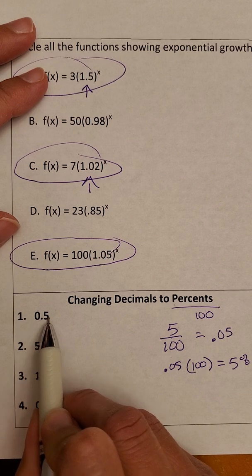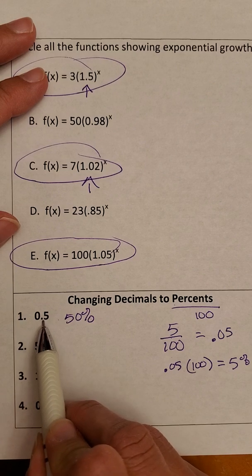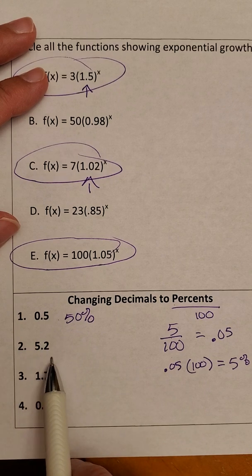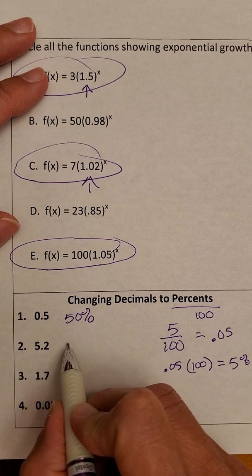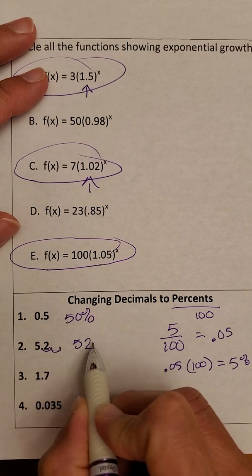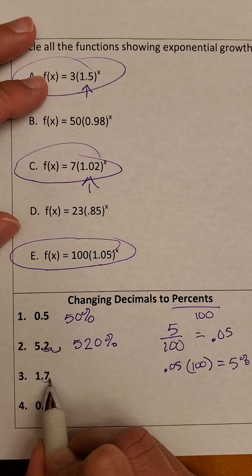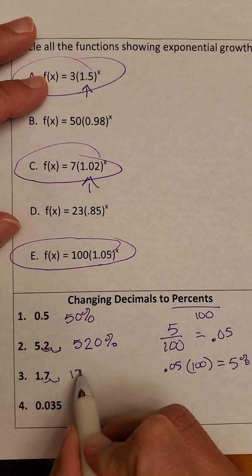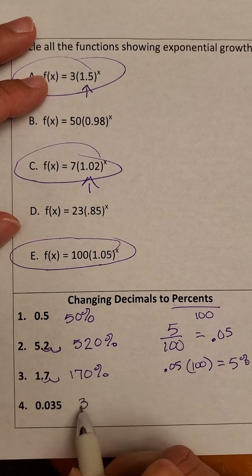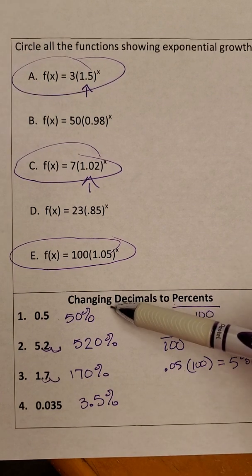So if we want to change these to percents, we're going to multiply by 100. That would be 50%, because 0.5 times 100, if I move it over once, that's multiplying by 10. If I move it over again, that's multiplying by 100. Let's change 5.2 to a percent. That would be 1, 2, multiply by 10, which is 100. So 520%. Okay, how about this one? That would be 170%. And how about this one? 1, 2, that would be 3.5%.